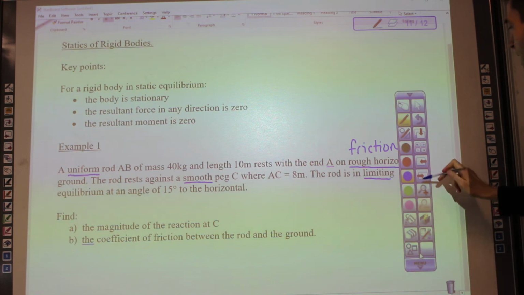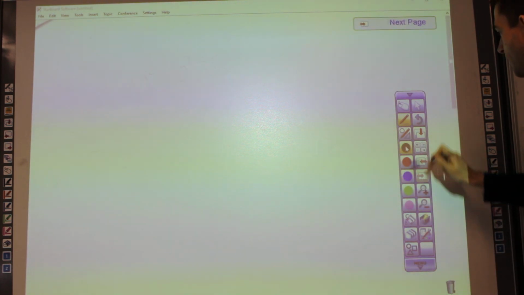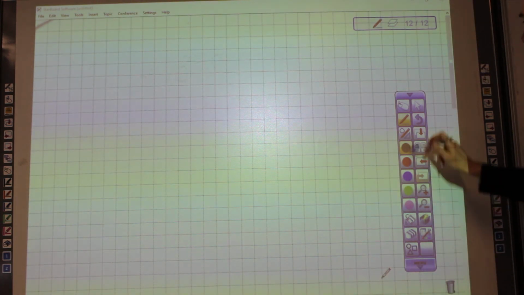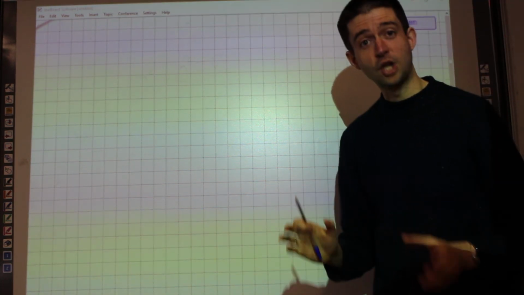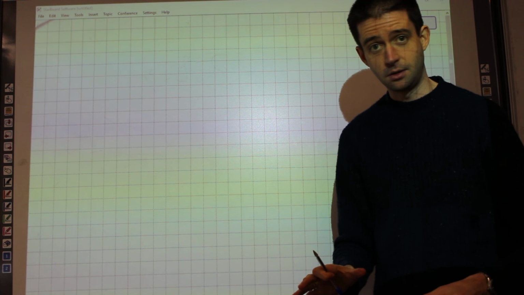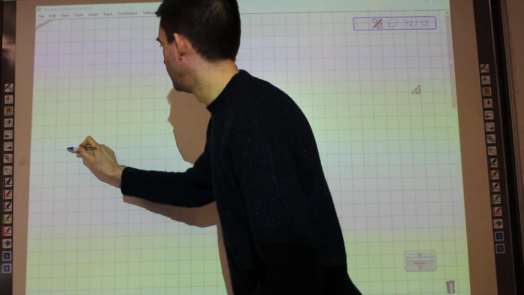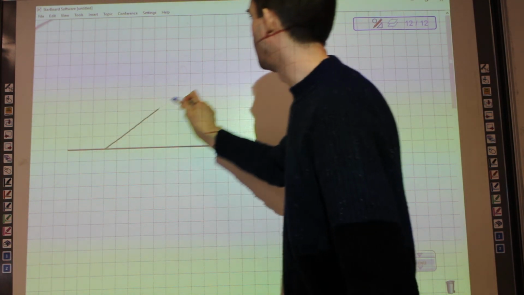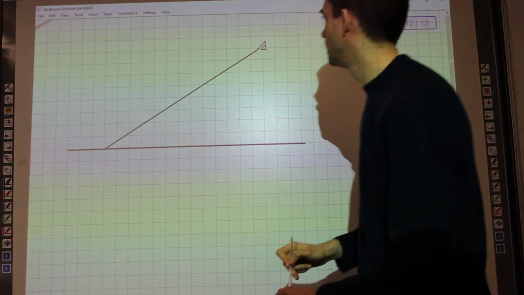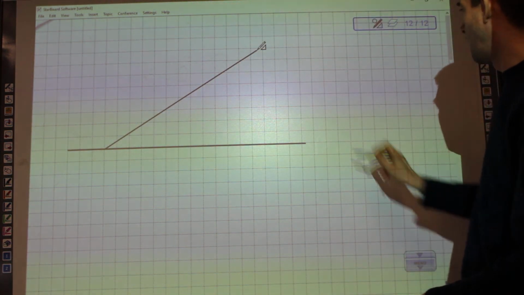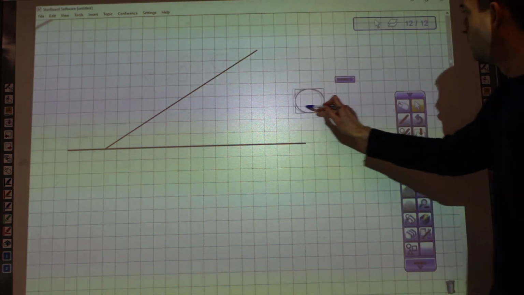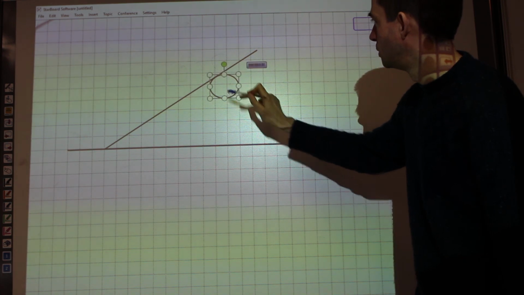Right, so let's begin by drawing out a diagram, because to solve mechanics questions you absolutely have to draw a diagram, and that is not a challenge, that is a statement. So here we go. We have rough horizontal ground, we have a uniform rod AB, and we have a smooth peg that the rod rests on.